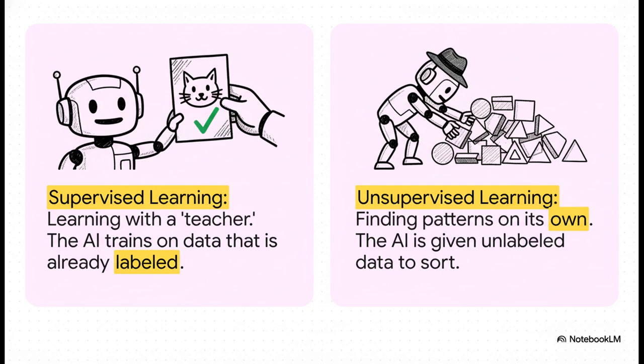On the other hand, you have unsupervised learning. This is more like being a detective. You give the AI a giant, messy box of photos with no labels, and its job is to figure out how to sort them into groups that make sense on its own.